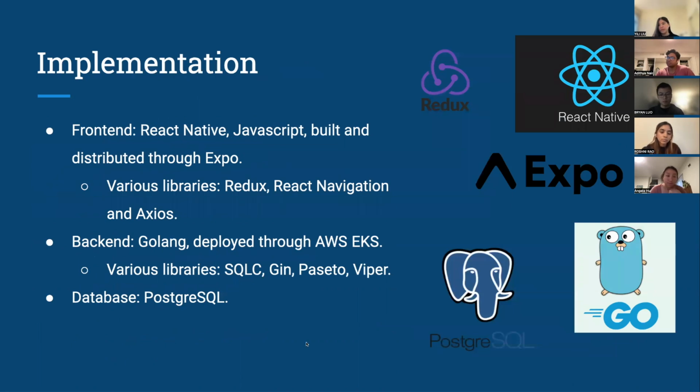So for the implementation on the front end, we use React Native as our framework, where we wrote the code in JavaScript, and it was built and distributed through Expo. Some of the libraries that we used were Redux for storage, React Navigation for navigation, and Axios for API calls. And on the back end, we use Golang as our language and deployed this code through AWS EKS.